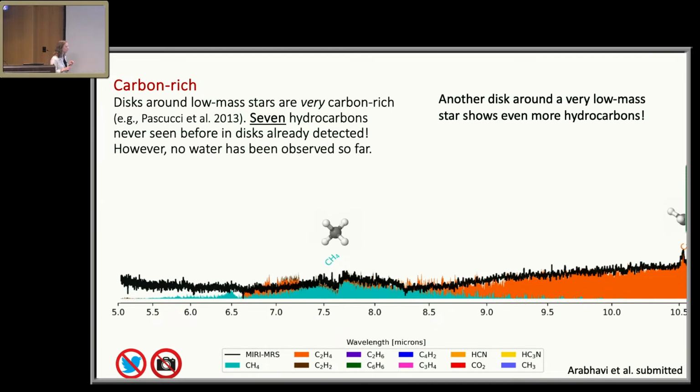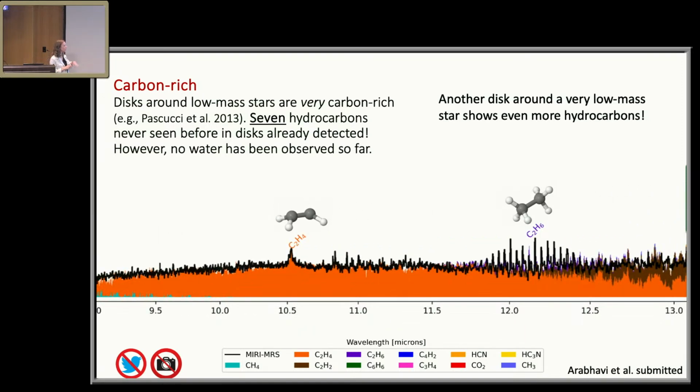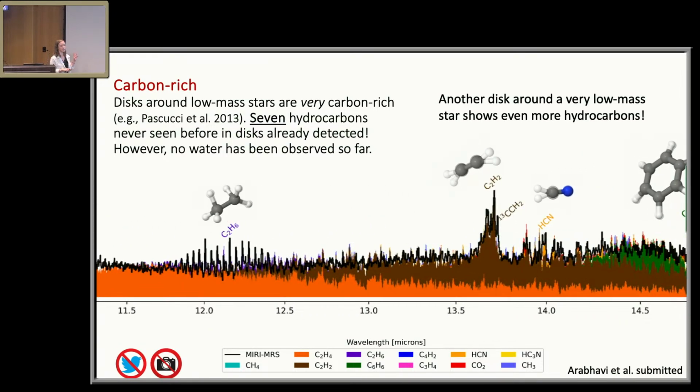And so this is work that has been submitted and is under review, so please don't take any pictures, but I hope you'll admire it with me. So we'll just go through and watch our molecules waving at us as we go by. So we have all of these hydrocarbons just filling this disk and creating, at such optically thick levels, a pseudo-continuum.